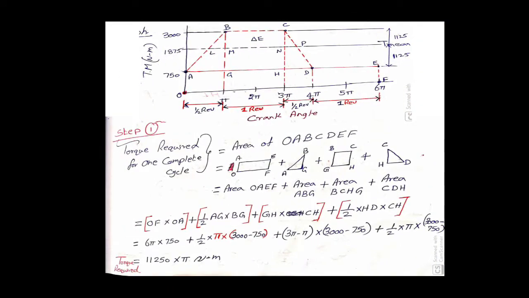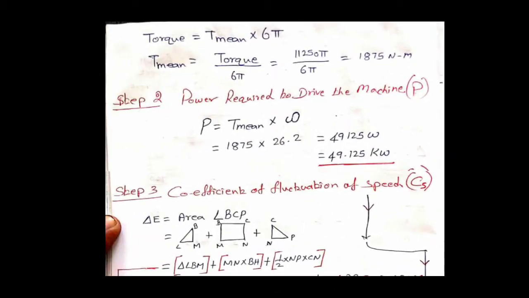From the torque values, step 1, we find the various areas A, O, A, B, C, D, E, F. We can't calculate the entire area directly as per the geometry, so we have to split the entire geometry into triangles, rectangles, and squares, and find the value of the areas. So the work required is equal to 11,250 π, the final area.